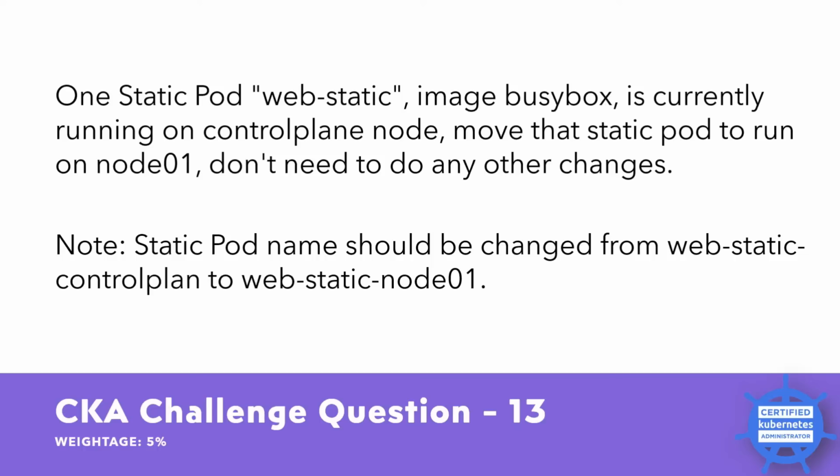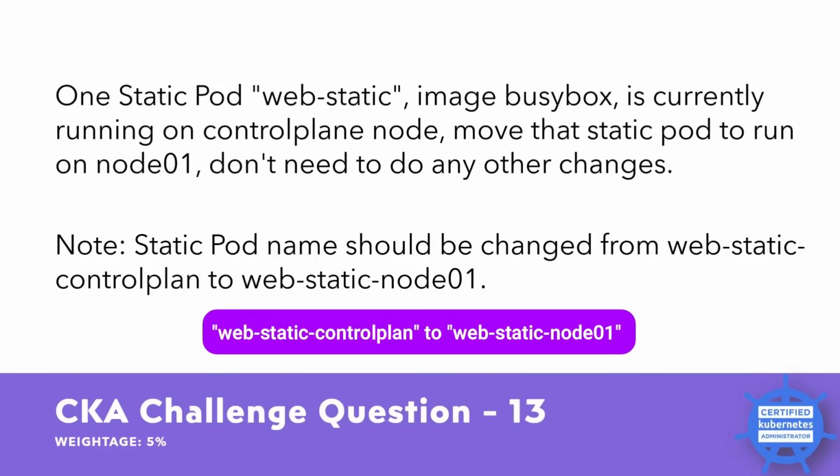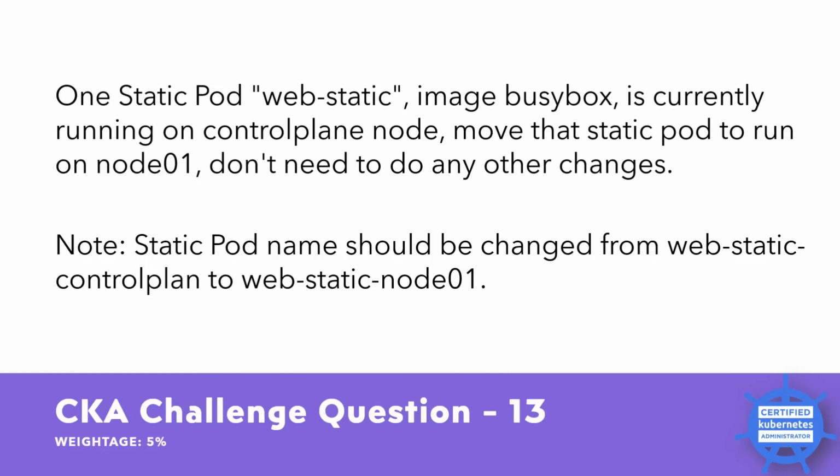The YAML file should be edited to change the name of the static pod from web-static-controlplane to web-static-node01. Wait for kubelet on node01 to detect the new YAML file and start the static pod. The status of the static pod can be checked using the kubectl get pods command. Once the static pod is successfully moved and running on node01, it should no longer be running on the control plane node. The person should ensure that the static pod is functioning correctly on the new node and that it does not have any adverse effect on the other components in the cluster.